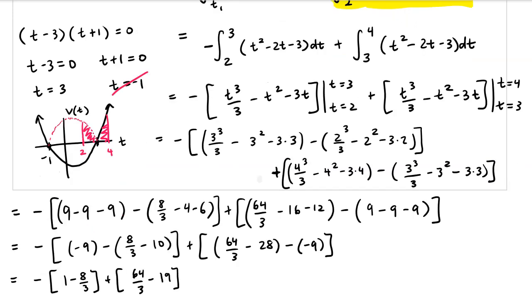All right, so I went ahead and I plugged in those numbers and did some arithmetic, and I ended up here, and now I have -1 times the quantity 1 minus 8/3 plus 64/3 minus 19, and if you simplify that, you should end up getting that the total distance traveled is 4 meters. And that concludes this example.